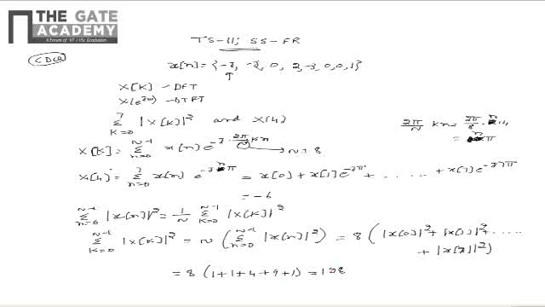From this we can say that the quantities that we need to find out, that is X of 4 is equal to minus 6 and sigma k equal to 0 to N minus 1 abs of X of k whole square is equal to 128. Hence the correct option which corresponds to the required values is B.